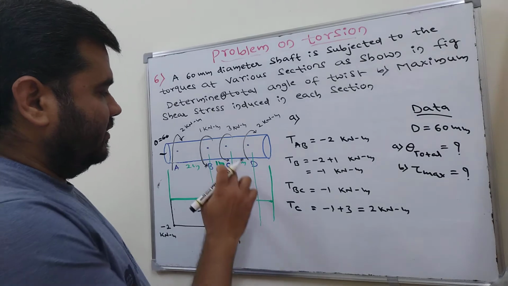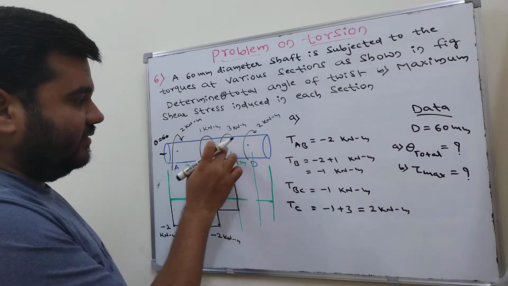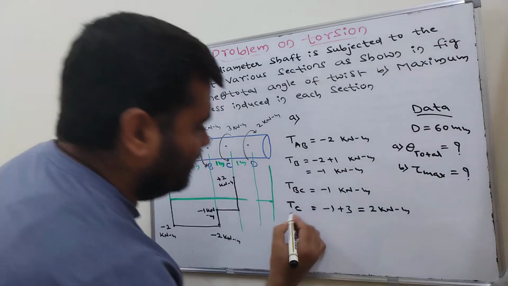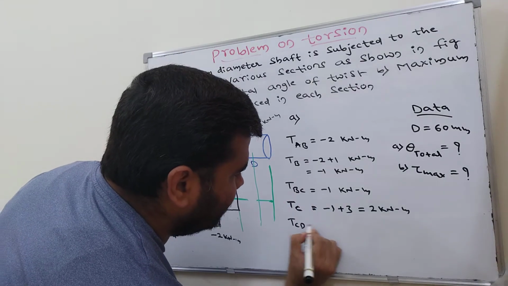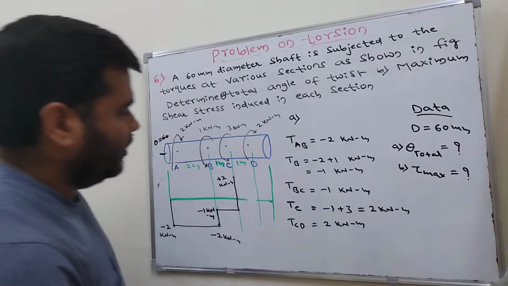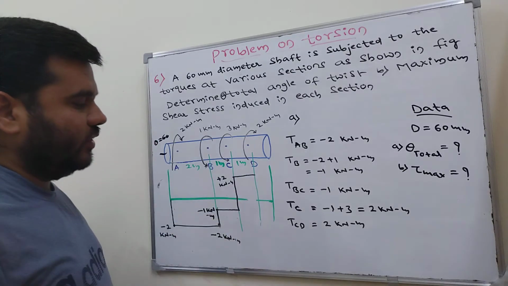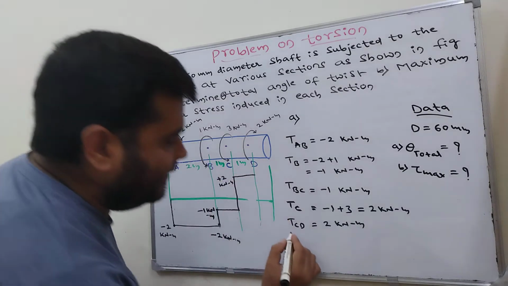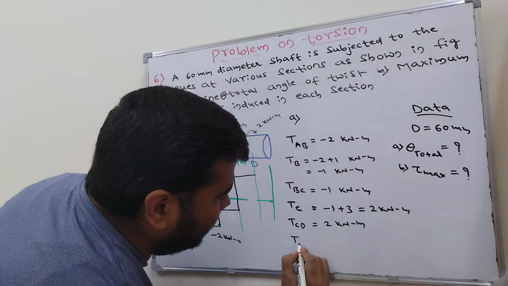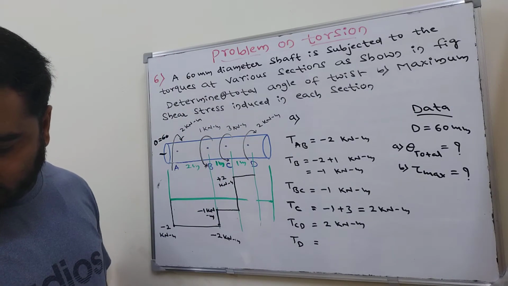Next, CD it is same, because up to here the same torque will be acting. CD it is same. Torque at CD will be equal to 2 kilonewton meter. Same, 2 kilonewton meter. So from here to here it is the same, 2 kilonewton meter. At D, torque at D, how much are we getting here?